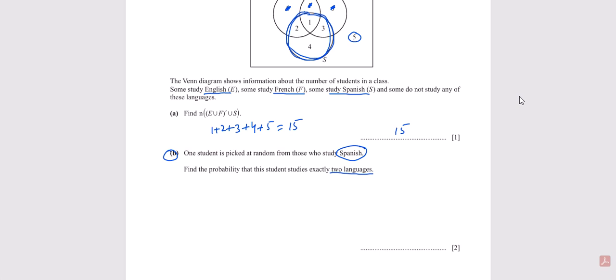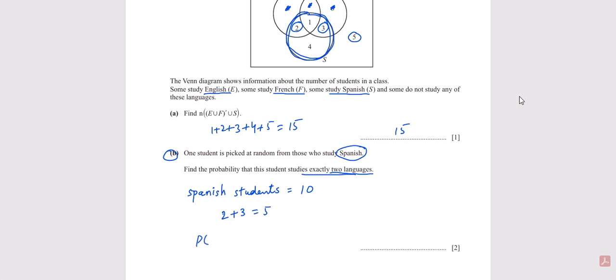Sum of these students is equal to 10. So Spanish students is 10. And exactly two languages: if he picks English and Spanish, this one is 2. And if he picks French and Spanish, that is equal to 3. So 2 plus 3 is 5.